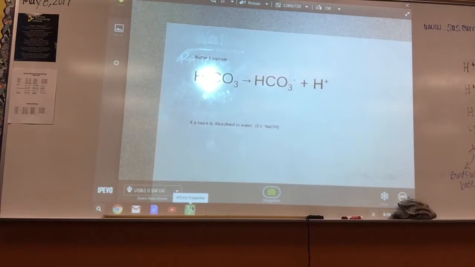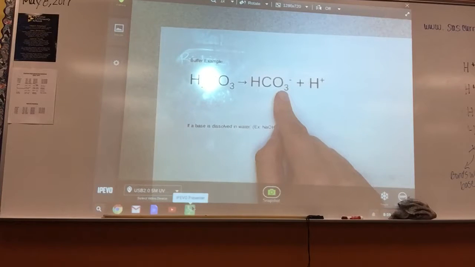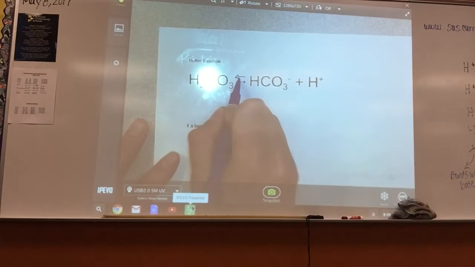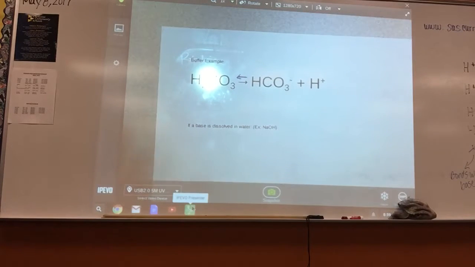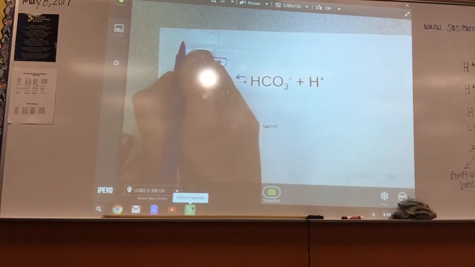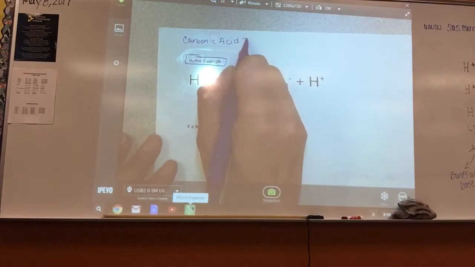Alright, so we're going to talk about this buffer example. This is a reversible reaction, so to illustrate that, we're going to go in two directions. And what is this buffer example? What is it called? Really, this is the carbonic acid buffer.